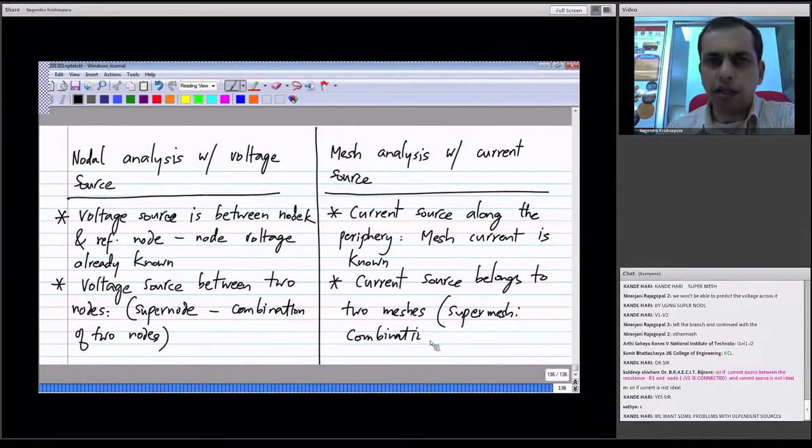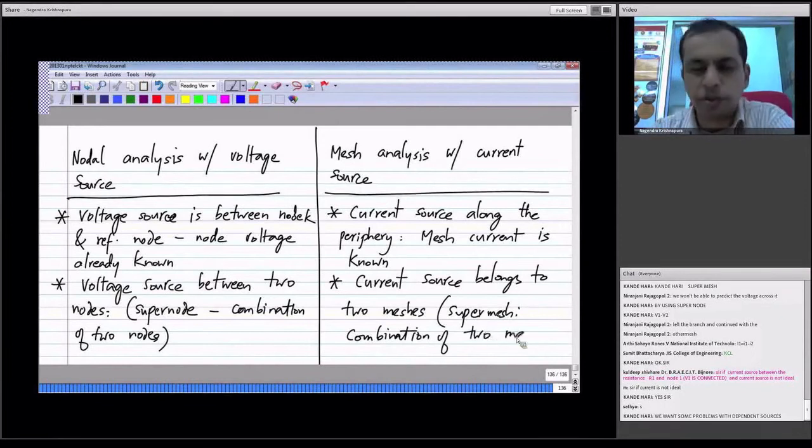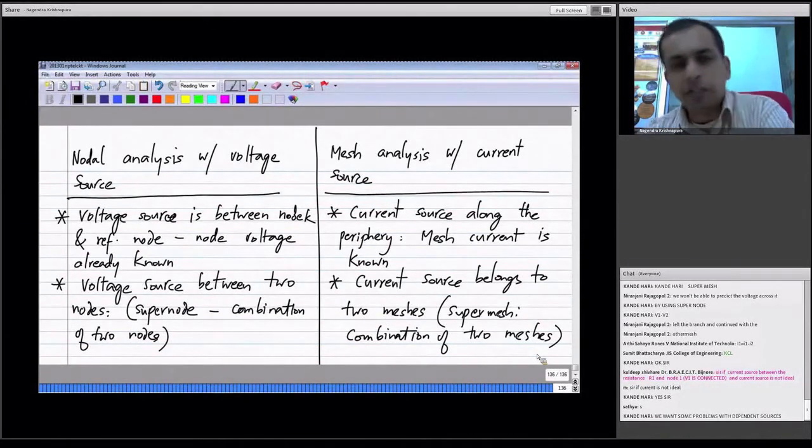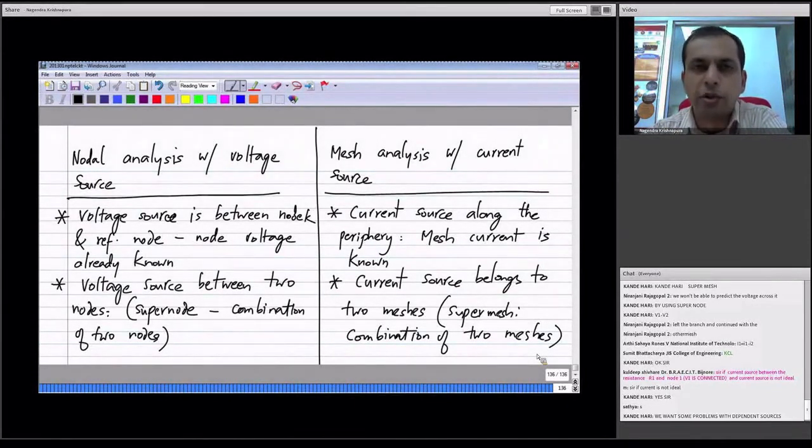So again, the analogy between nodal analysis with voltage source and mesh analysis with current source is very clear. Okay, so you should be able to choose either one. Now, both methods will work for any circuit. For now, let's assume that all our circuits are planar circuits. Mesh analysis we know is applicable only to planar circuits.